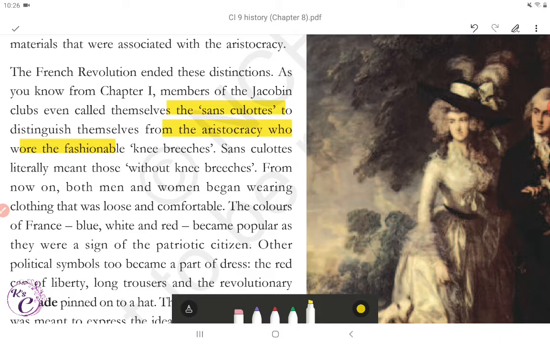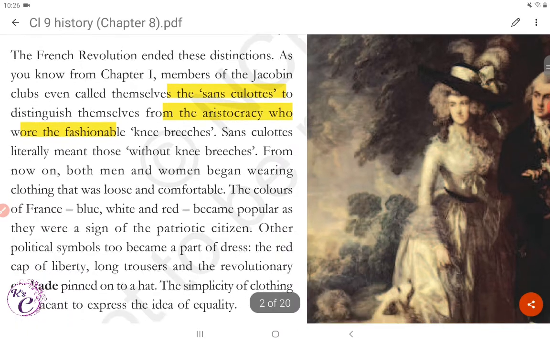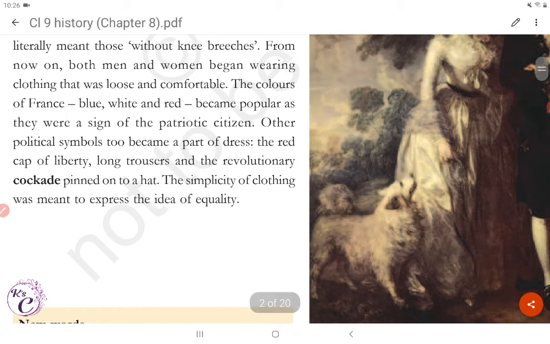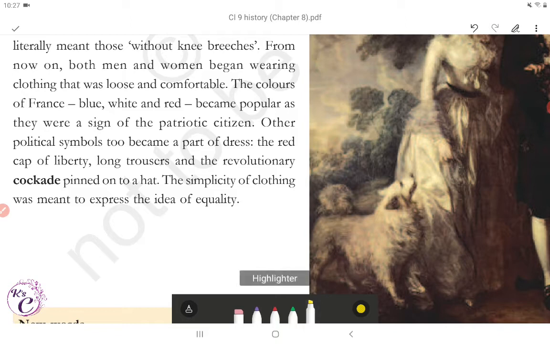Sans-culottes literally meant those without knee breeches. From now on, both men and women began wearing clothing that was loose and comfortable. The colors of France, that is blue, white, and red, became popular as they were a sign of the patriotic citizen. Other political symbols too became a part of dress: the red cape of liberty, long trousers, and a revolutionary cockade pinned on to a hat.